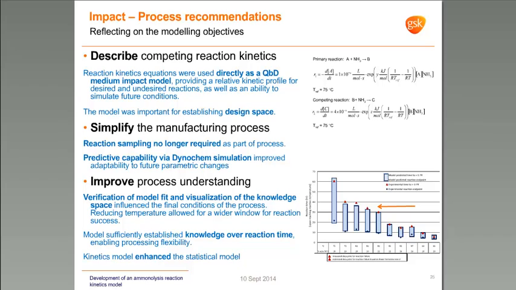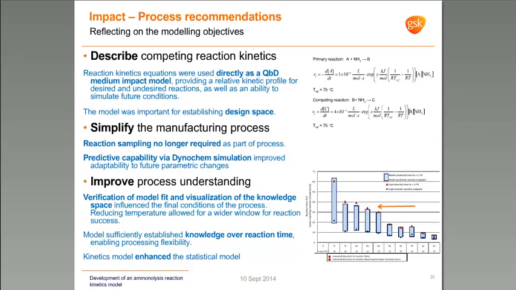The set of primary and competing reactions that I have, so A plus ammonia goes to B, B plus ammonia goes to C, were used directly as a medium impact model, which essentially means that we're still end product testing with this stage. However, we're able to establish the design space, and this was the model at its core, these two reaction kinetics equations. So yes, we were able to describe the reaction kinetics.